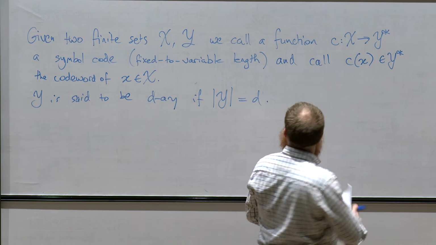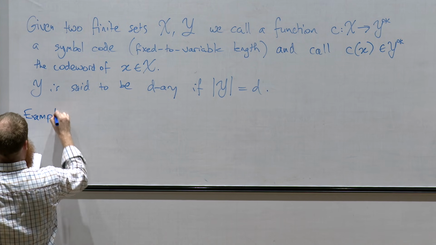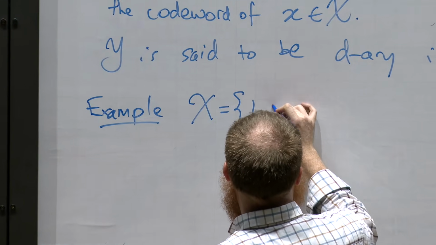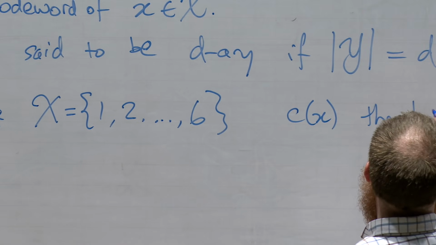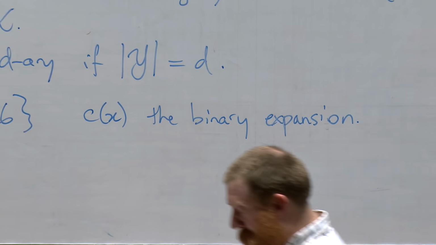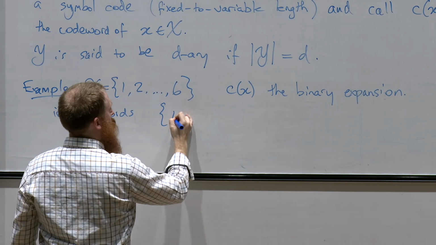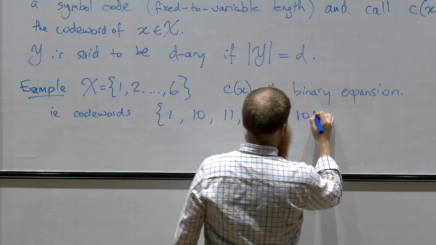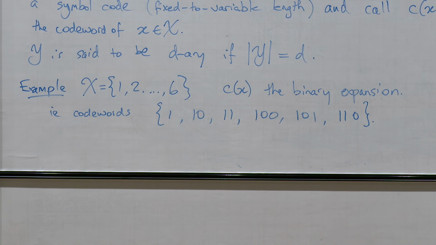Okay, so now we have a definition of what we mean by a code. We can try and work with this. So let's do a little example, and we'll see where this can get unstuck. So let's take my input set being 1, 2, up to 6, and C of x the binary expansion, i.e. code words. Let's write them out: 1, 10, 11, 100, 101, 110 for 1, 2, 3, 4, 5, 6. There's my code words that I'm thinking about.